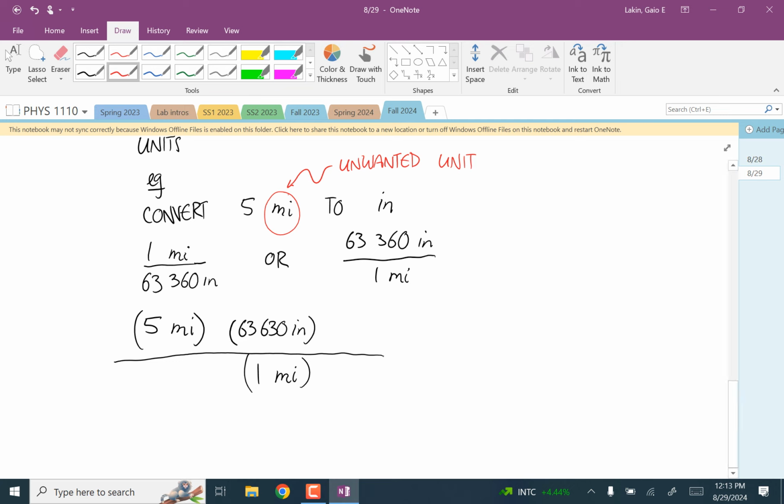I said to think of these units as the number times like an algebraic variable with that name. So this mile cancels with this one. And the units we're left with are inches, which is what we want. And so now we know that all we have to do is multiply and divide out those numbers and it'll give us the value. And so 5 times 63,360 is 316,800 inches.